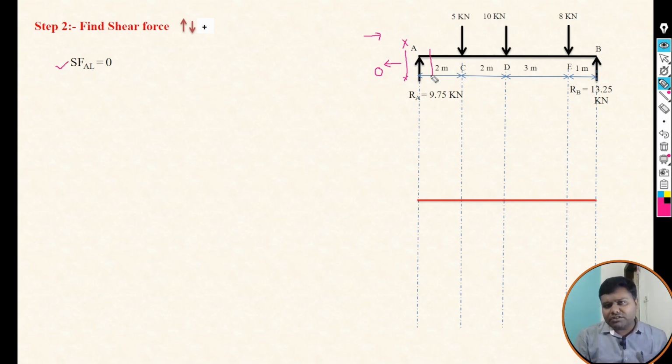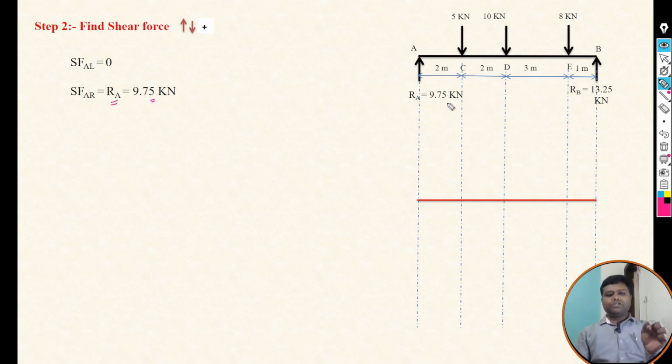But if you take the shear force at A right, there will be one force, that is RA, and RA is upward. As per our sign convention, we have to take RA as positive, and RA we have already calculated, that is 9.75. So the shear force at A right is 9.75.